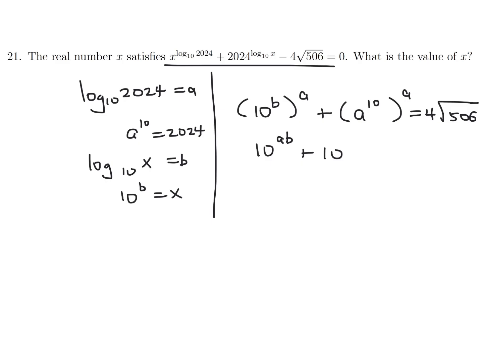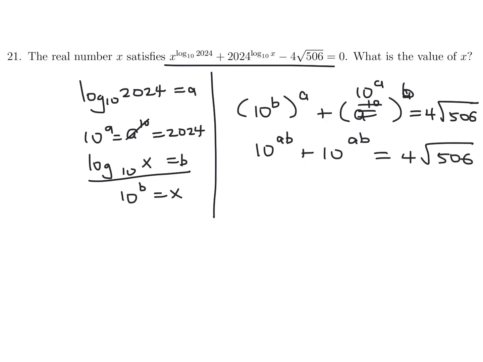2024 is, sorry, this should have been 10 to the power of A. Sorry about that. I think I got a little confused there. So that's 10 to the power of A, actually. 10 to the power of A to the power of B, because this log x to the base 10 is B. Okay, so then that becomes 10 to the power of AB. Hopefully you understood there what I did. That's a good thing I caught it.